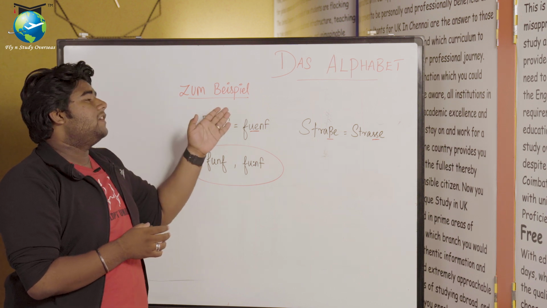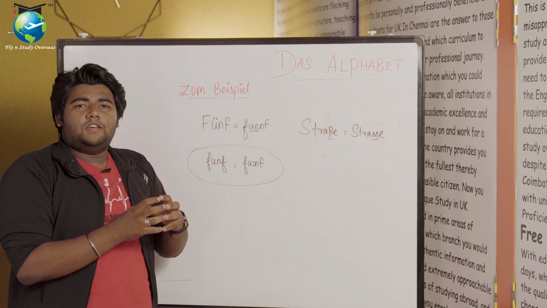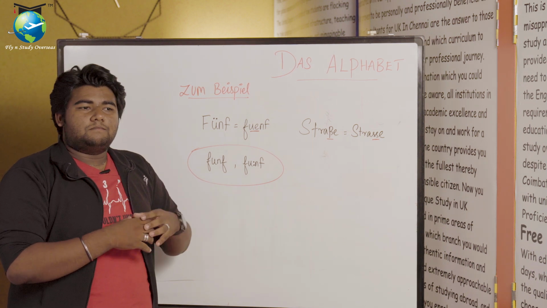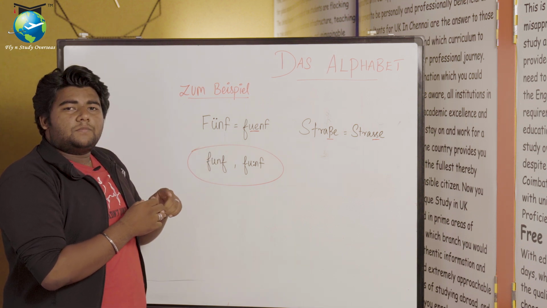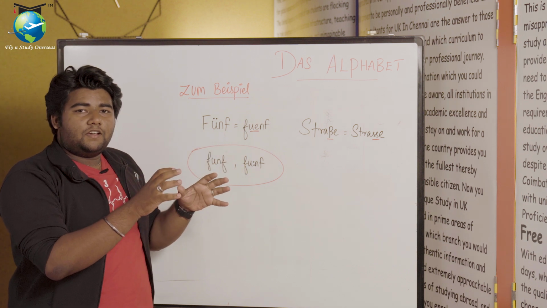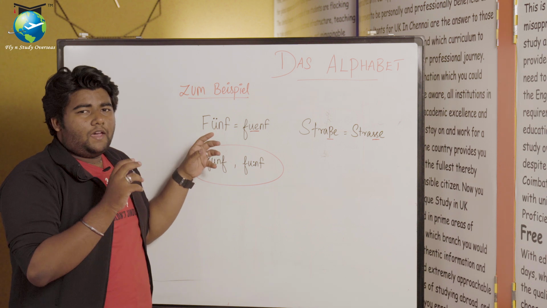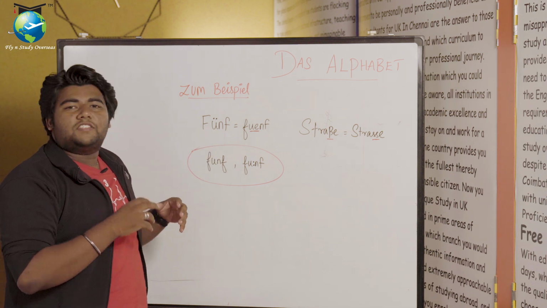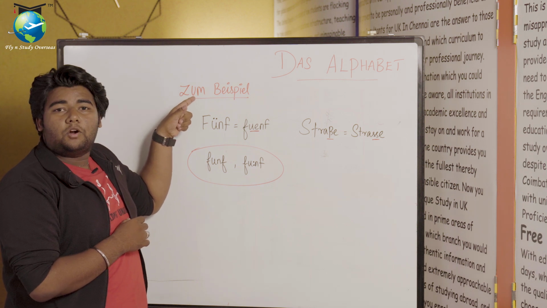Now we are going to see some examples. Okay, zum Beispiel means for example. Okay, let's take some examples of how to utilize the umlauts and the additional characters like eszett. Okay, so fünf. Let's take an example word like fünf. Fünf means number 5, F-I-V-E in English. Okay, so can you see here fünf has an umlaut with it. And I'll give you another example without umlaut. Can you see here zum, which doesn't have an umlaut with it.